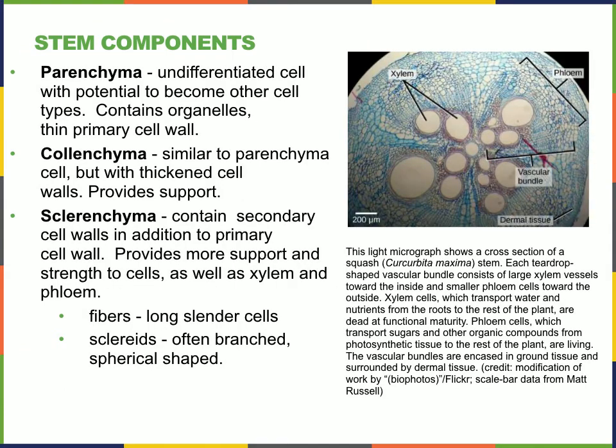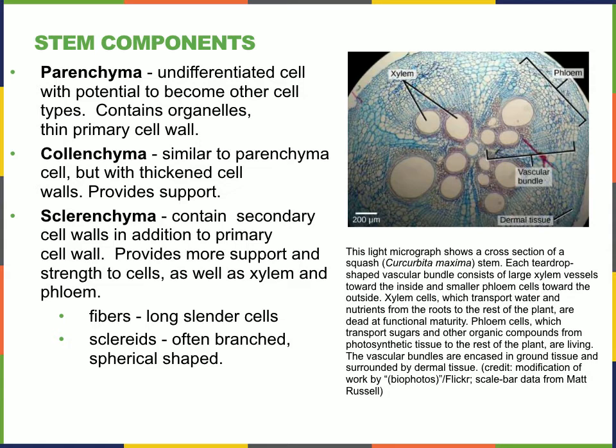Here's a cross section through a stem, and you see different types of cells there. Parenchyma cells are undifferentiated. They contain various structures like cell wall, things like that. The collenchyma cells are thickened and provide structural support. They will form sometimes conducting cells as well.